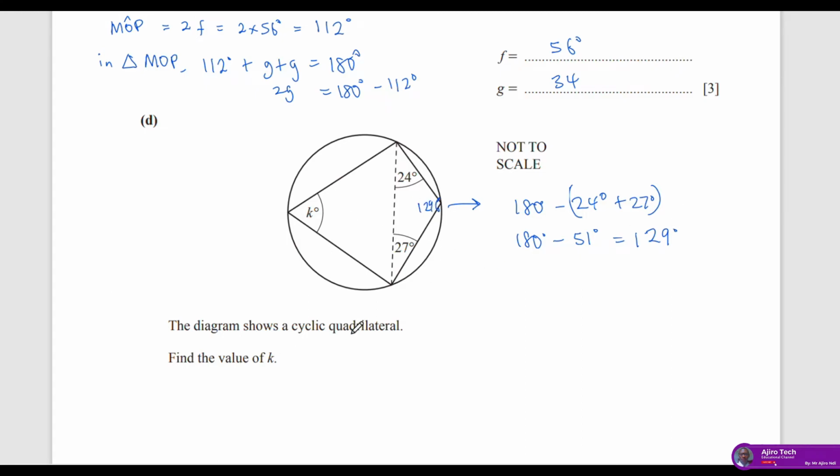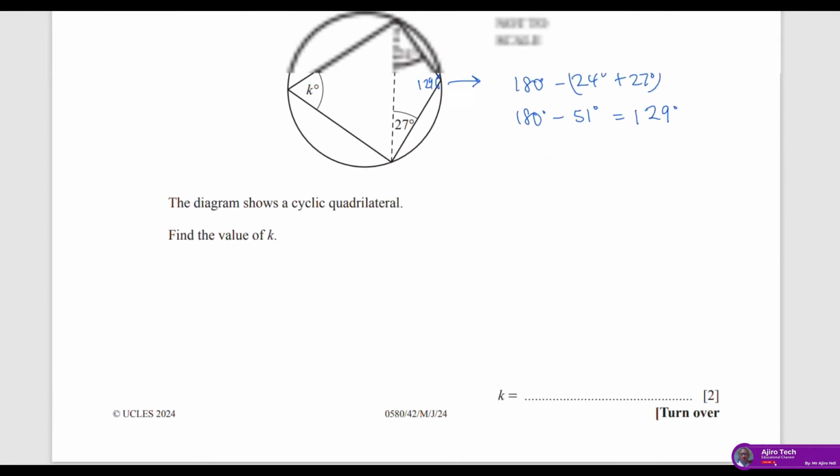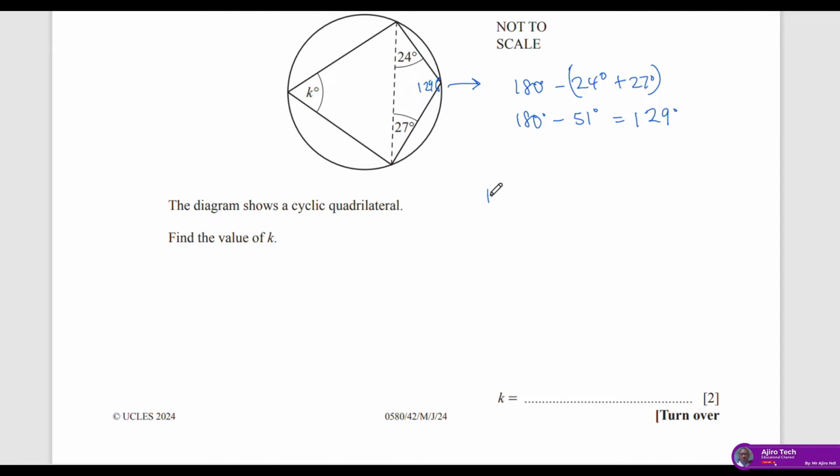Then K and 129 are opposite angles in a cyclic quadrilateral. K plus 129 degrees should be 180 degrees. K then should be 180 degrees minus 129 degrees, and that is 51 degrees. Although K is equal to this plus this, I don't want my students to be cramming that because it can lead to confusion. I'll just follow this pattern.